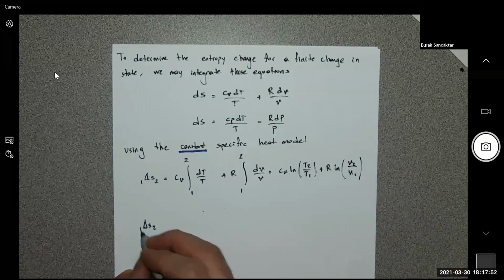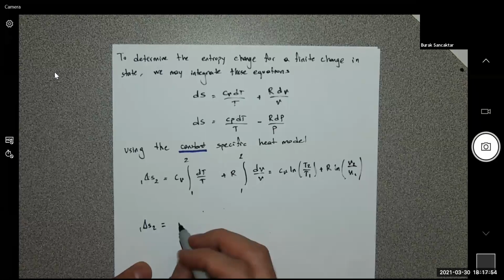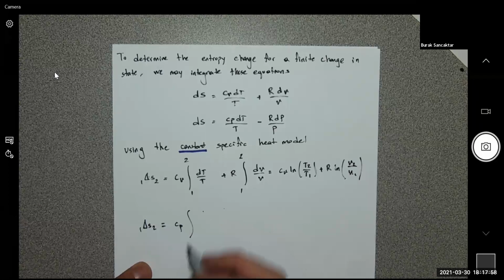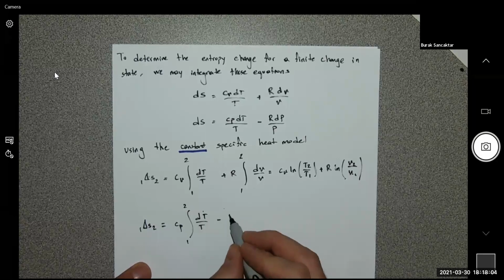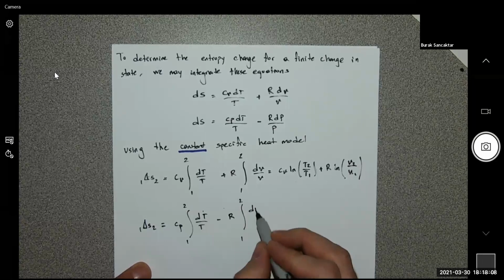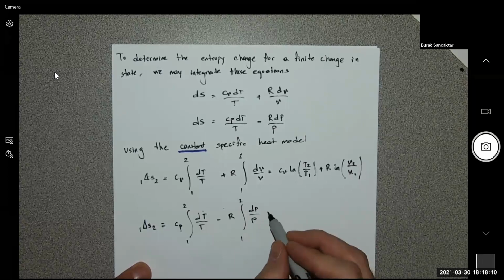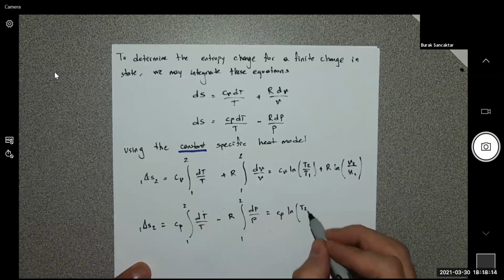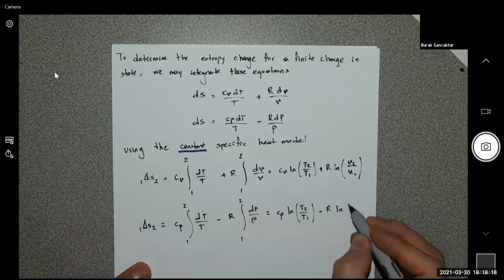Now using the second entropy change, Cp integration from state 1 to state 2 of dT over T minus R integration from state 1 to state 2 of dP over P equals Cp natural log of T2 over T1 minus R natural log of P2 over P1.